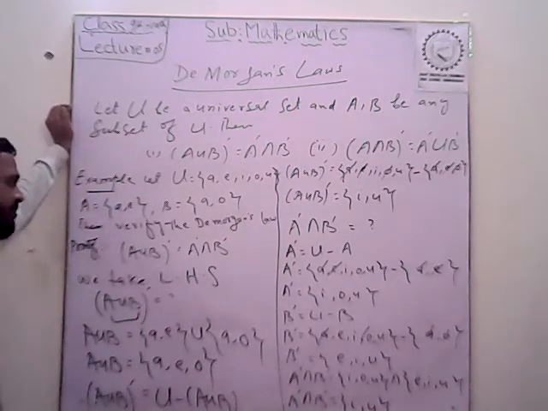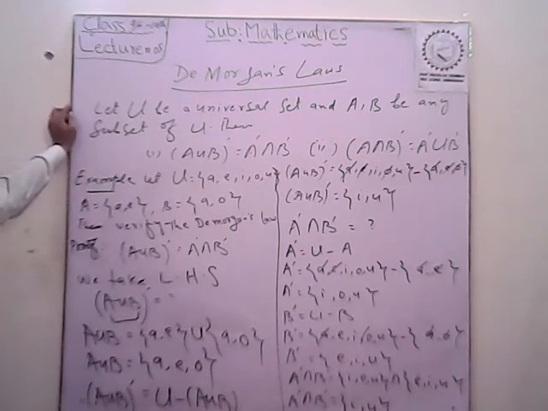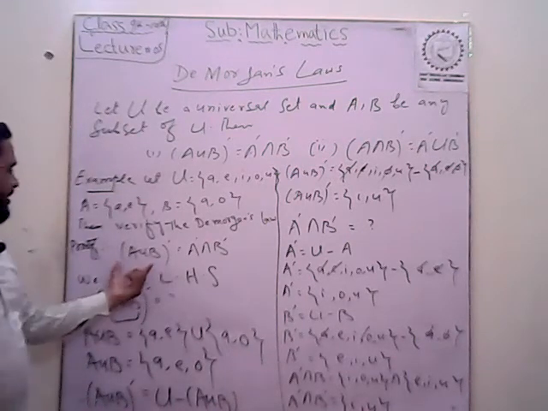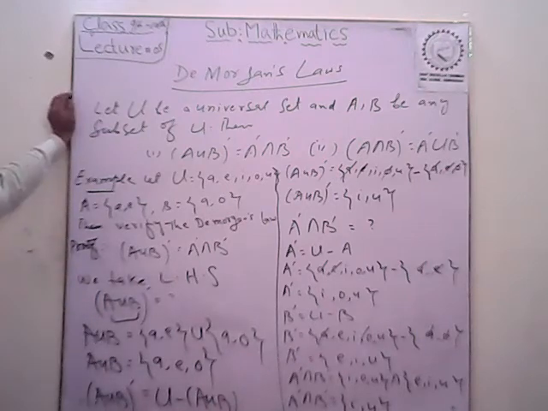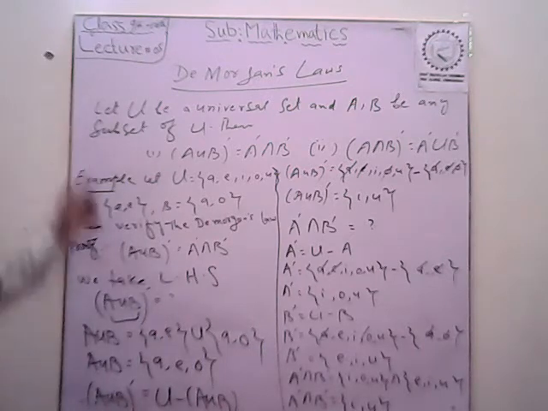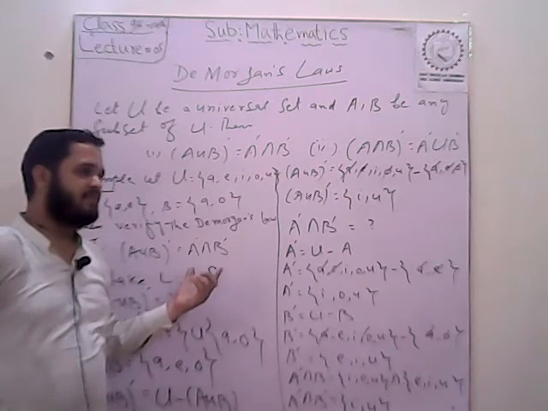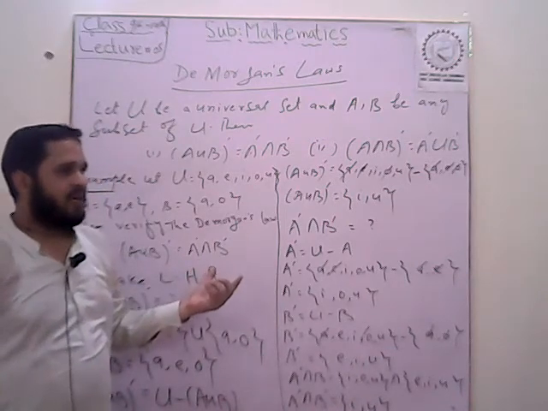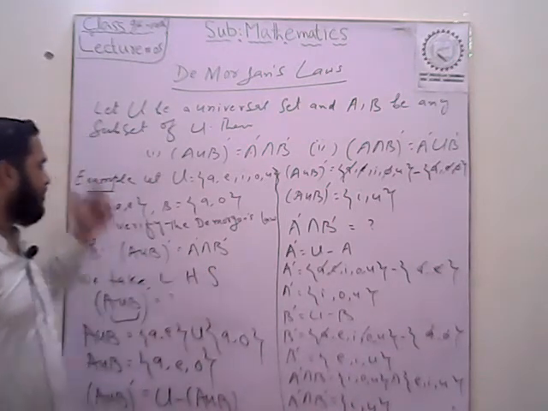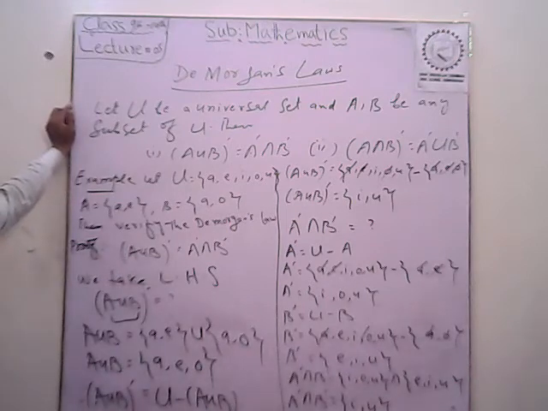Then verify De Morgan's law. I have taken one property: (A union B) whole complement is equal to A complement intersection B complement. Now I take up the left hand side. LHS means left hand side and RHS means right hand side. If the answer is the same, that means the two sides are the same, and these properties are proved by De Morgan's law.